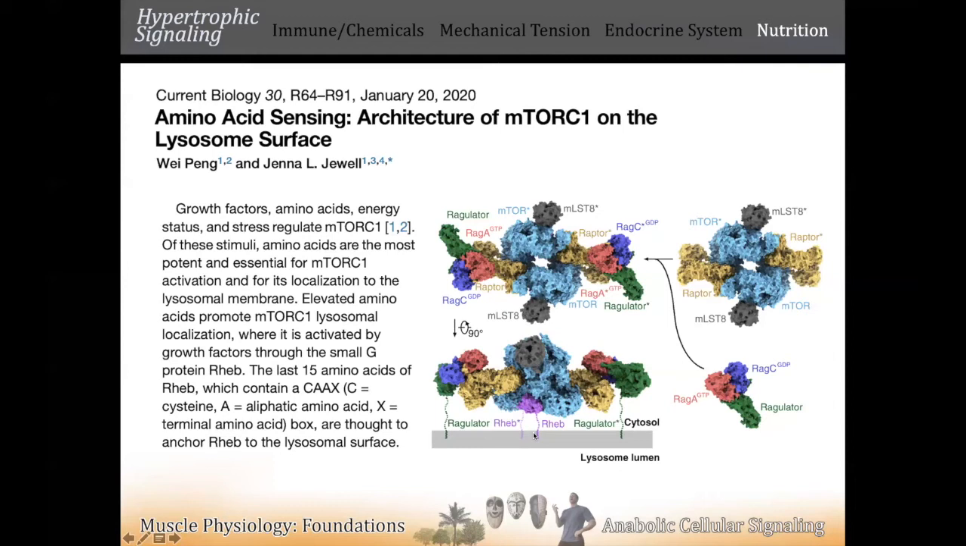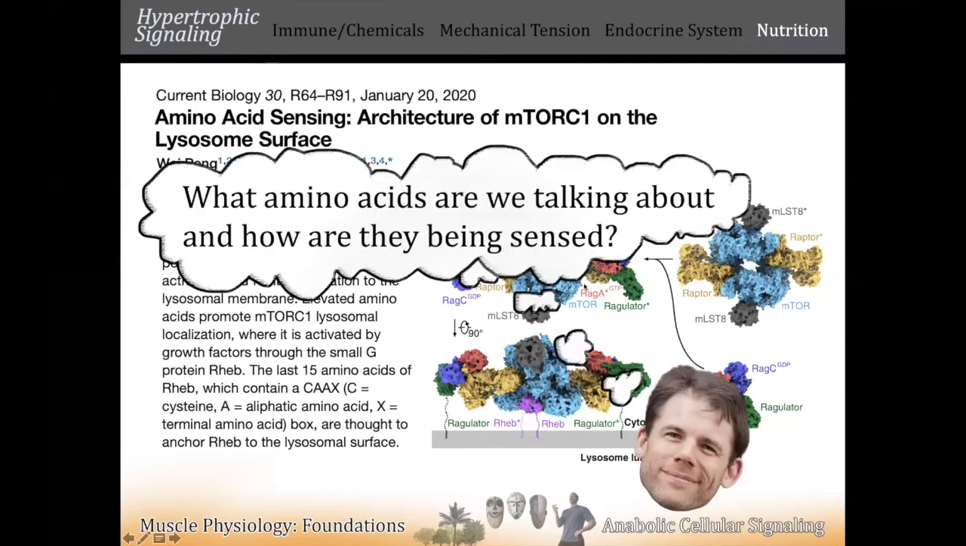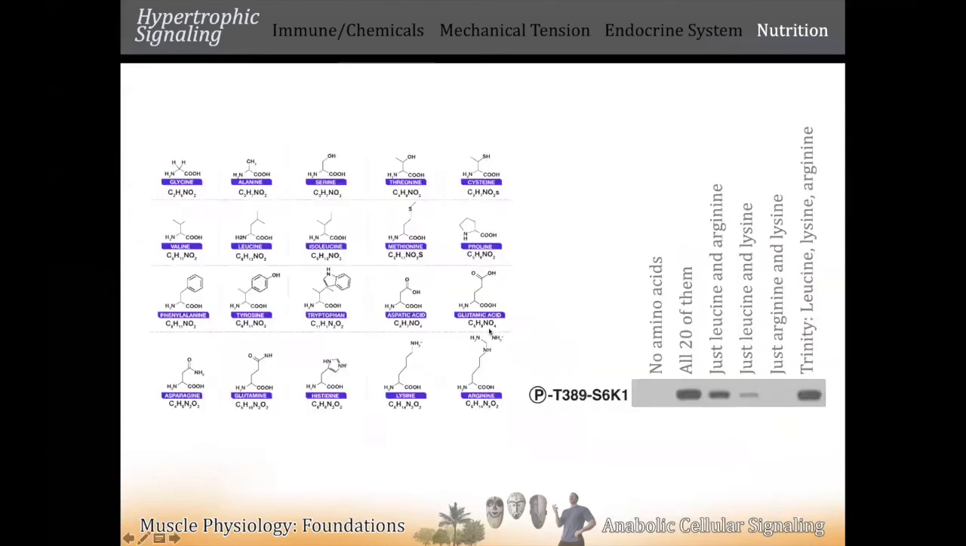Now you have to turn on Rheb, right? This doesn't turn on Rheb. You need some sort of growth factor to turn on Rheb, and that's what we've been going over as we went through the endocrine system, as we went through mechanical loading, as we went through the immune system, the activation of mTOR. But this is delivering it to the actual worksite. So what amino acids are we talking about, right? You have to sense amino acids and get them into the cell. Well, how are we sensing them, and what amino acids are we actually sensing?